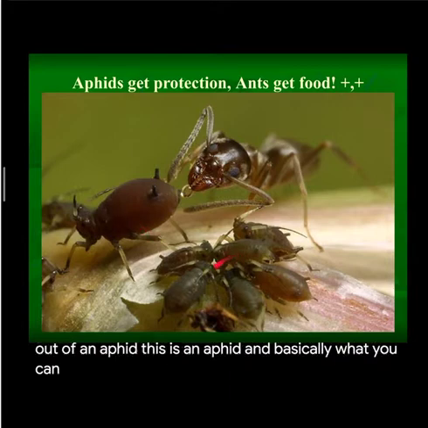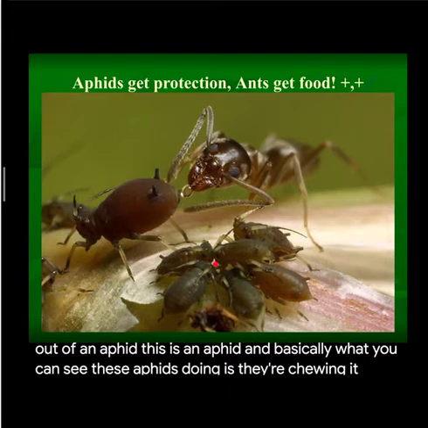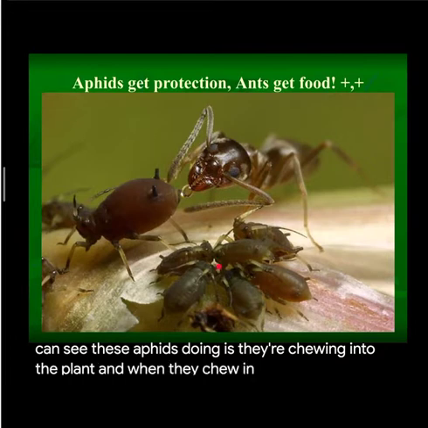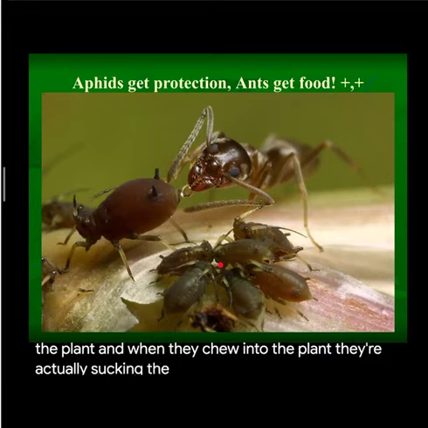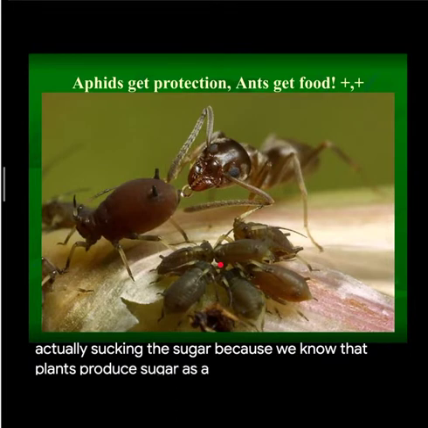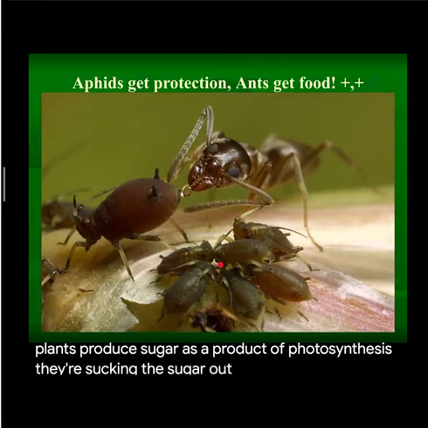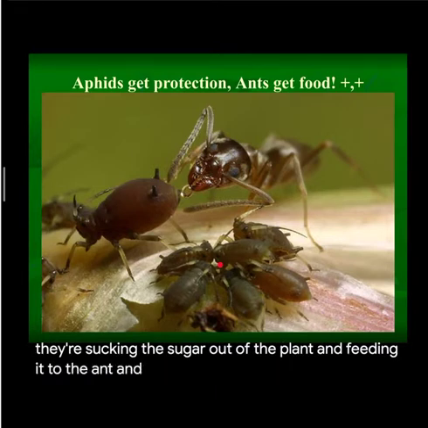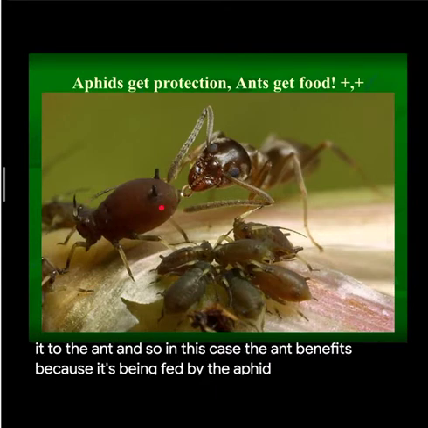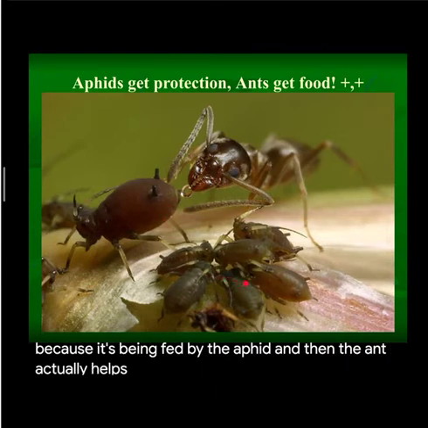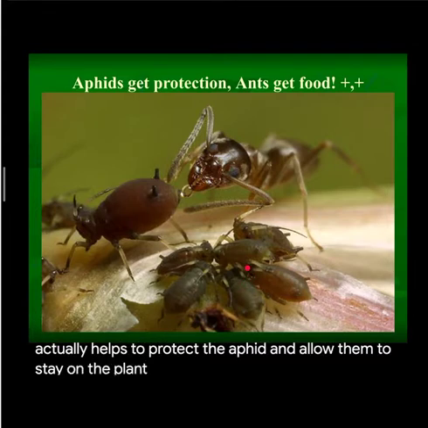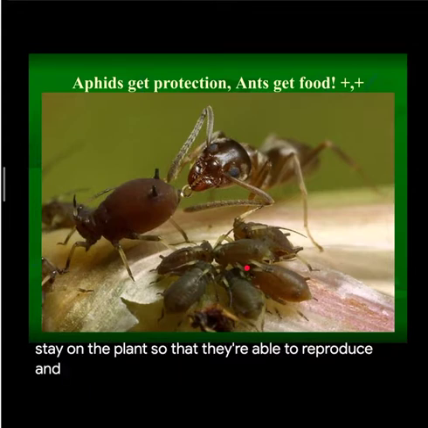Basically, what you can see these aphids doing is chewing into the plant. When they chew into the plant, they're actually sucking the sugar, because we know that plants produce sugar as a product of photosynthesis. They're sucking the sugar out of the plant and feeding it to the ant. So in this case, the ant benefits because it's being fed by the aphid, and then the ant actually helps to protect the aphid and allow them to stay on the plant, so that they're able to reproduce and live happily. That is an example of mutualism, plus plus relationship.